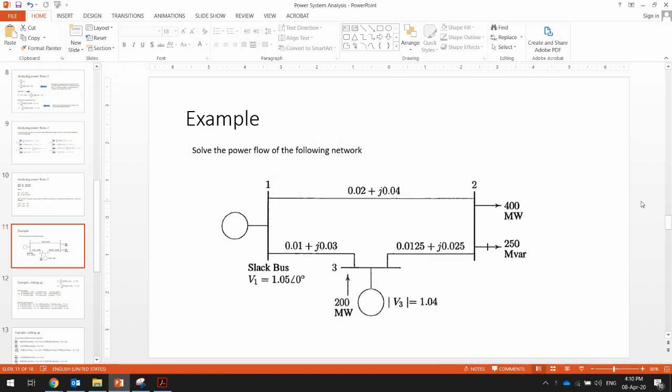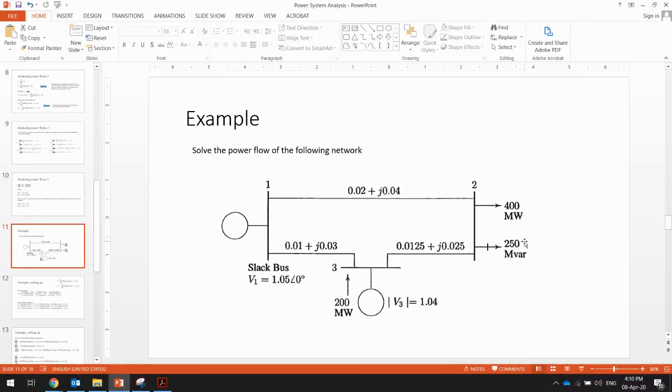You are given the real power and the reactive power of bus 2. Over here, this is what we call the scheduled power. You are given the real power of bus 3, the scheduled power. And you are given the magnitude V3, but you are not given the delta, the phase angle of V. You are given the magnitude and phase angle of bus 1. You are not given V2 and delta 2.